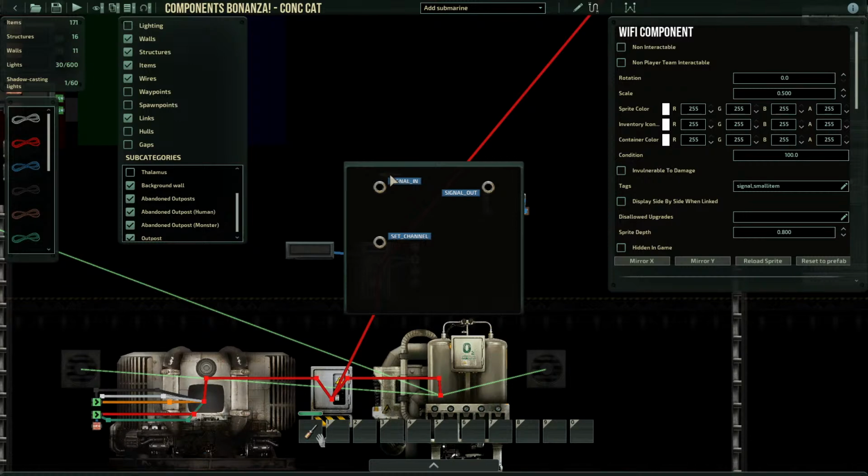But keep in mind, these things do have a range. I think it's 200 meters. So if you have a really big sub, you might need repeaters. You can just have two Wi-Fi's on the same channel, one having a signal out going to the other one signal in. And that will double the range because it repeats the signal from the new broadcast point.